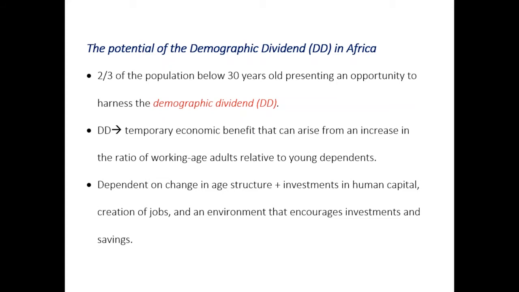So about two thirds of the population in the continent is below 30 years of age, and this presents an opportunity to harness the demographic dividend. I think we've gone through a bit of the definition of the demographic dividend, but really that idea about benefiting from a temporary economic situation where you have a rise in the ratio of working age adults relative to young dependents, and we mean a significantly large proportion of people in the working ages relative to young dependents.